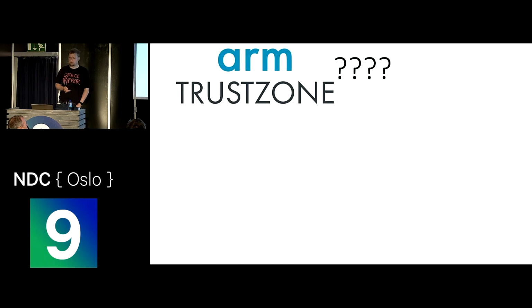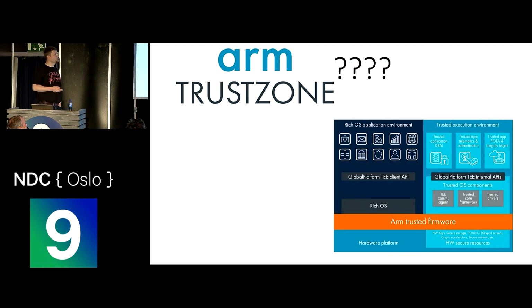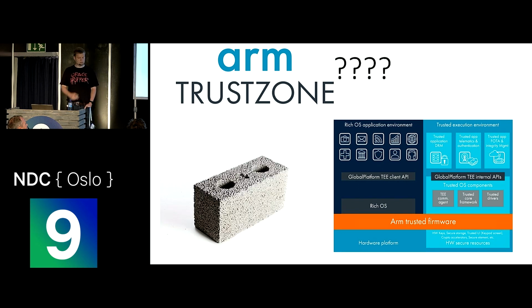Just one word about ARM TrustZone, because that's a word that comes up a lot. A lot of people say, well, we have ARM TrustZone, so therefore we have a root of trust. Well, you don't have it. You could have it if you embed it, but you have to make it yourself. ARM TrustZone basically just gives you, again, the building blocks for your foundation.